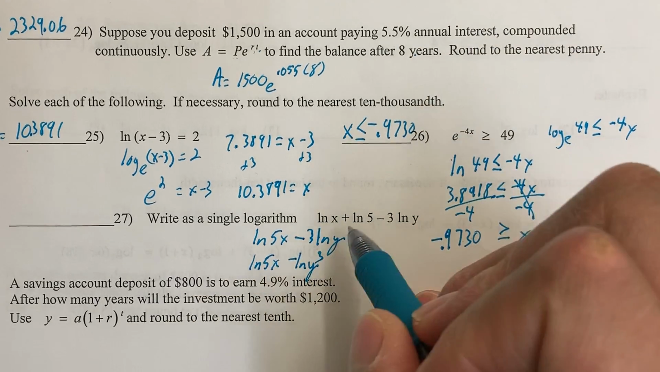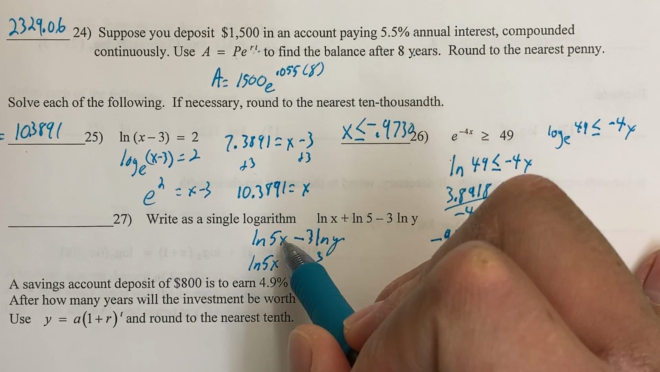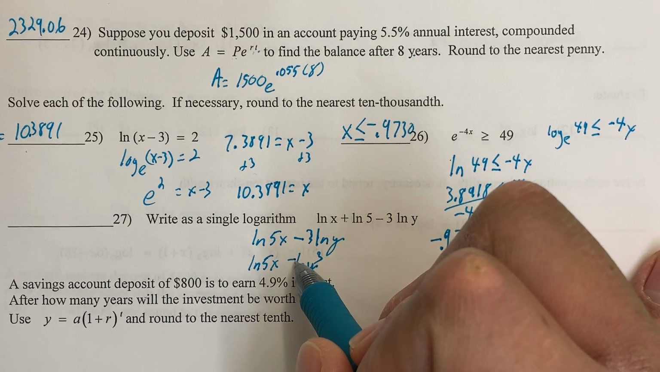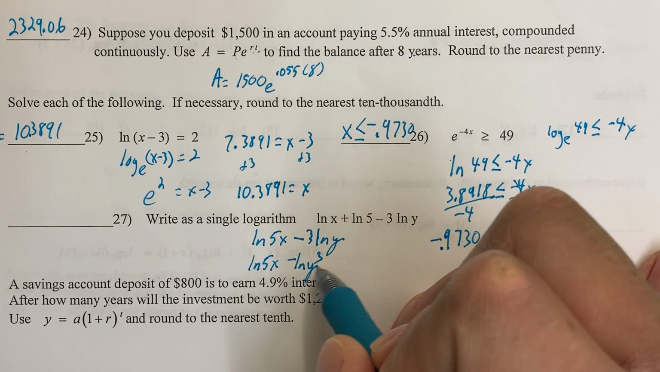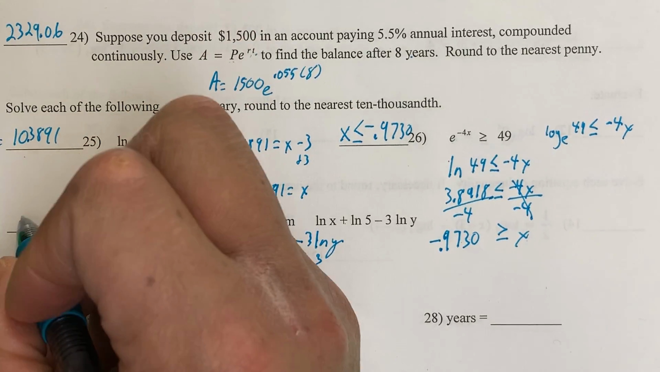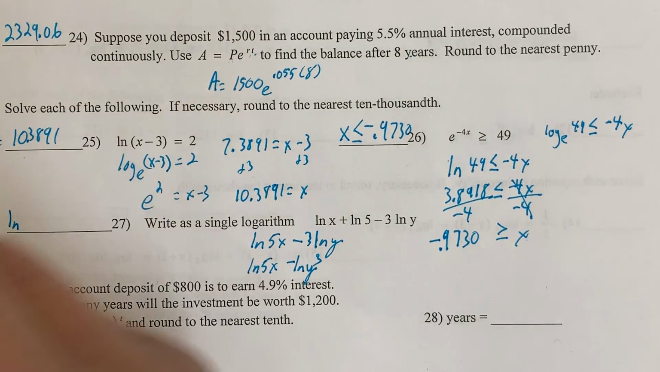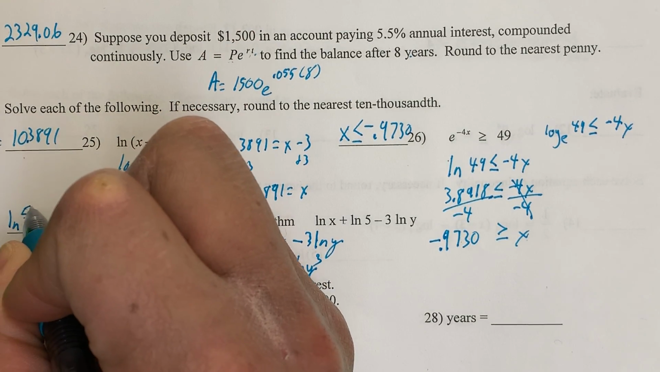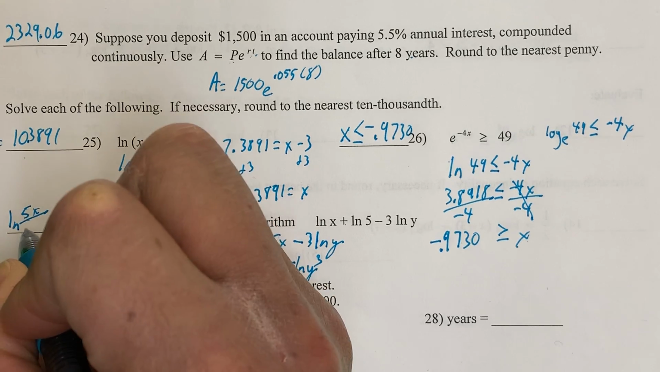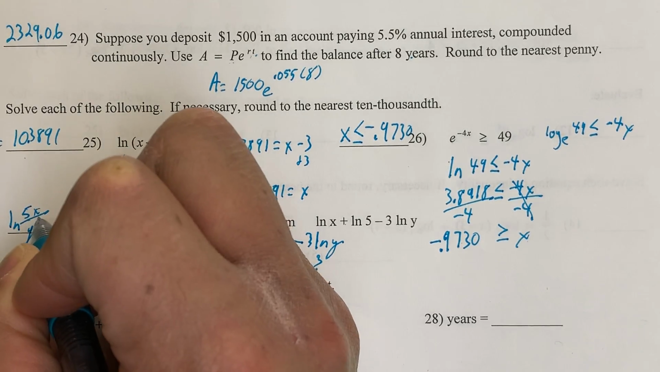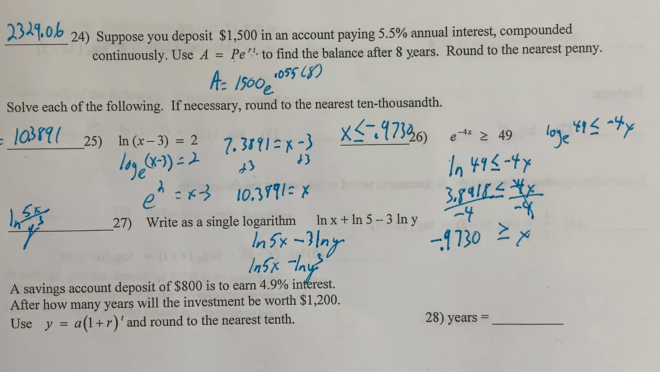And then, just as when I was adding the two logarithms, I multiplied the arguments, when I'm subtracting the two logarithms, I can divide the two arguments. So I end up with a final answer of natural log of the first argument, 5x, divided by the second argument, y cubed. Okay? And that's it.